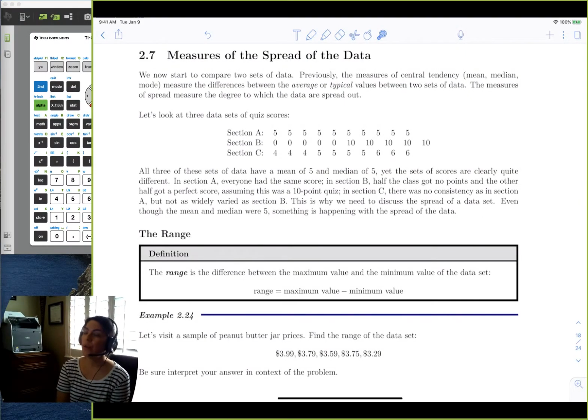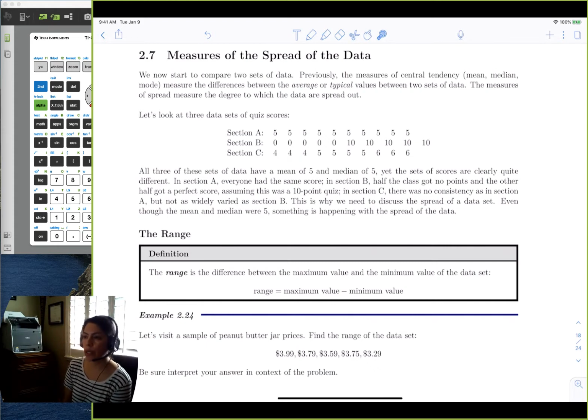Okay, so the last section is 2.7, which is measures of the spread of the data. So we already talked about the middle, right? But what happens about the spread of the data? How does it spread to be skewed left, or how does it spread to be skewed right, right? And so we're going to go ahead and take a look at it.